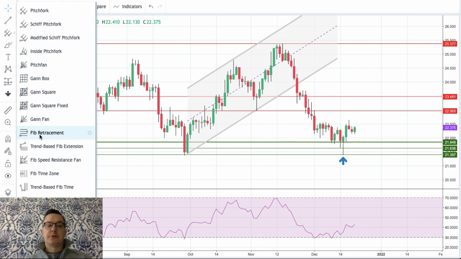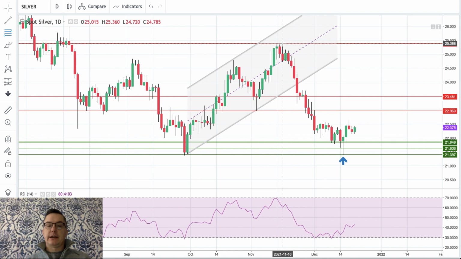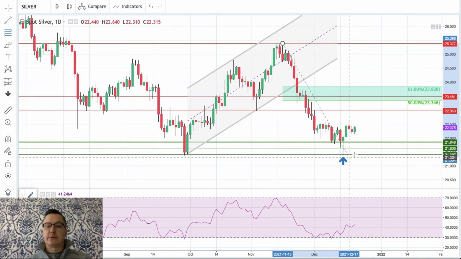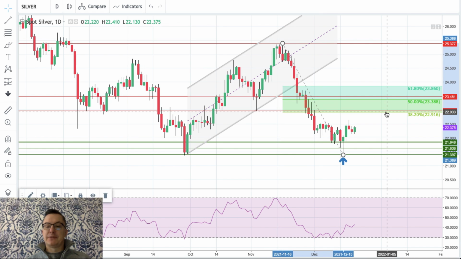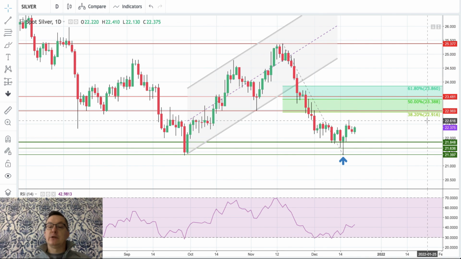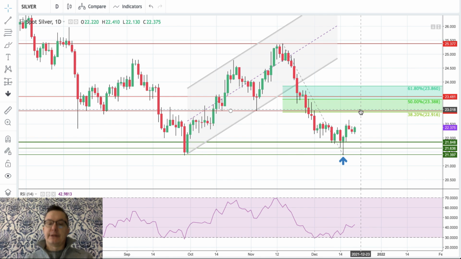Okay, so let's put some Fibonacci retracement in case bulls want to give some relief rally. Bears want to give some relief rally to the bulls. There you go. 38% is 22.91, which is very close to 22.96, the key short-term technical resistance. So please keep an eye on this level.